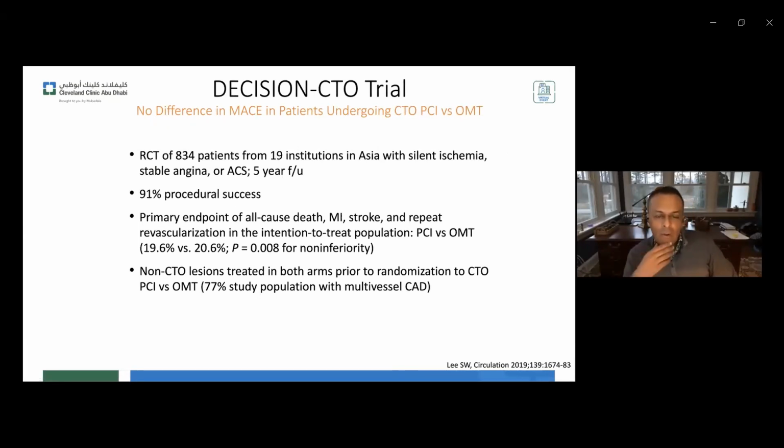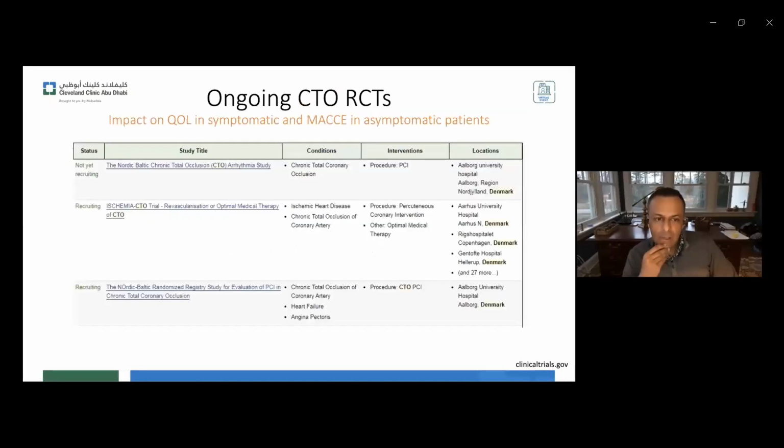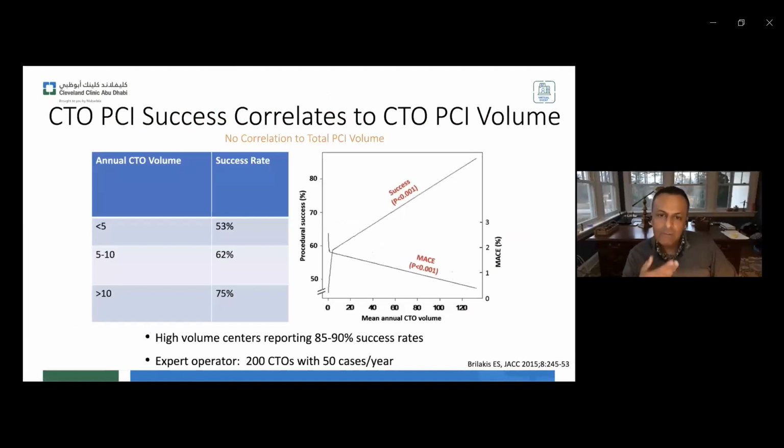There are ongoing trials that are enrolling currently, and we'll need to stay tuned to understand a little bit more about the clinical benefits of CTO intervention. That being said, where do you send patients if you decide they do need CTO intervention? I think the answer is you need to send them to high volume centers where we can achieve rates of success around 85 to 90%.